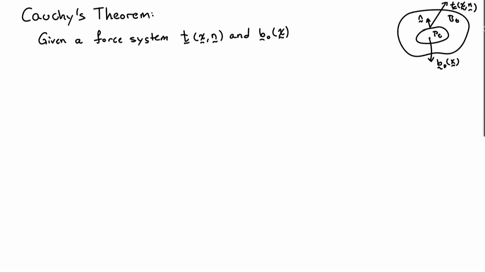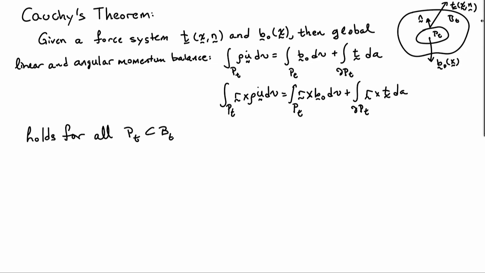So let's begin with the setup here. You consider a body that's subjected to a force system, and we'll look at a part of the body, PT, and it's subjected to surface tractions T, which depend on position and the orientation of the surface N, and conventional body forces B naught, so forces per unit volume. So that's the setup. And linear and angular momentum balance tell us a couple of things.